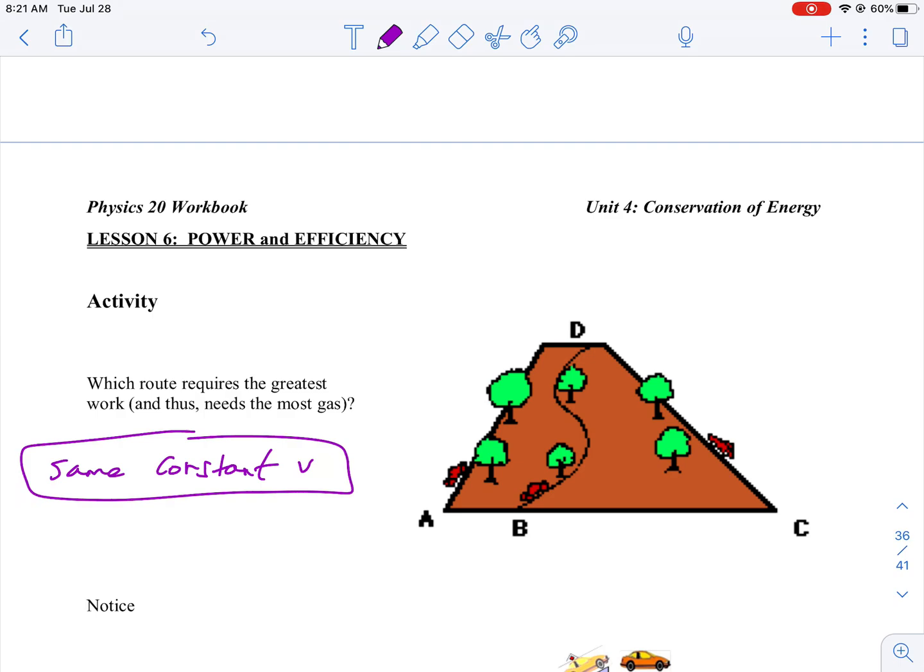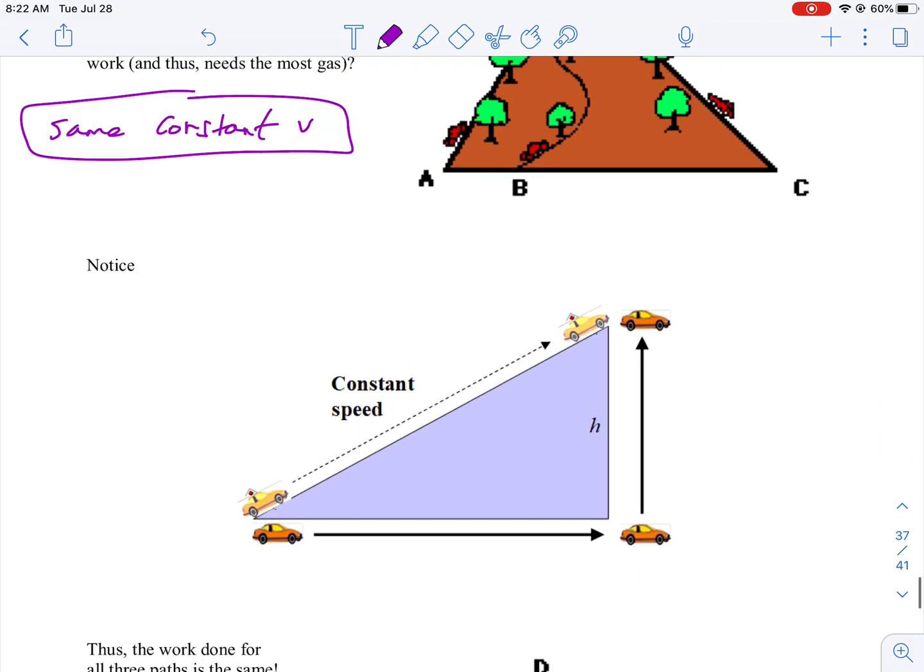Which one would require the most work? Think about that. Pause. Now the answer might actually surprise you. And it comes from this idea right here.